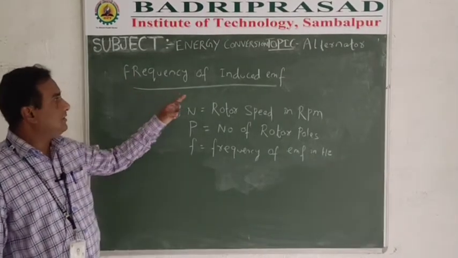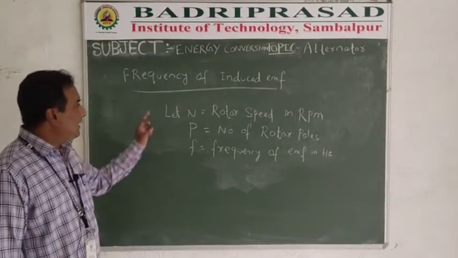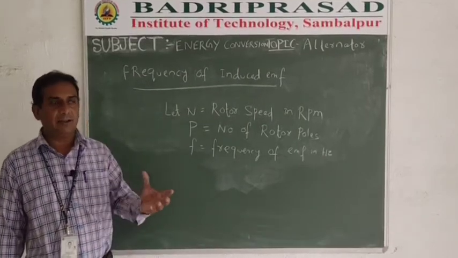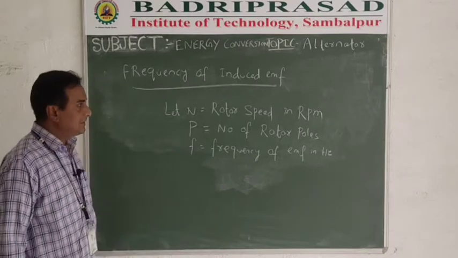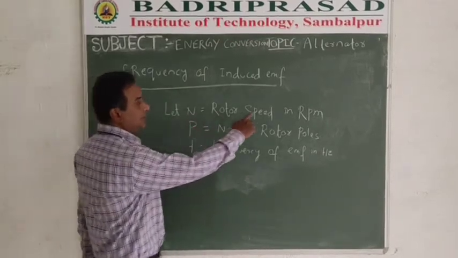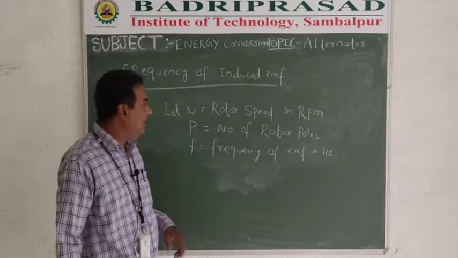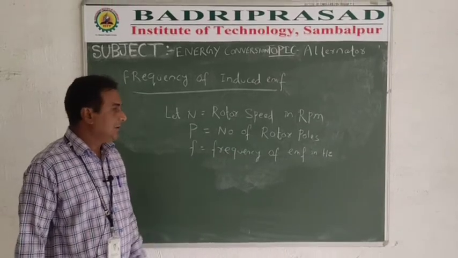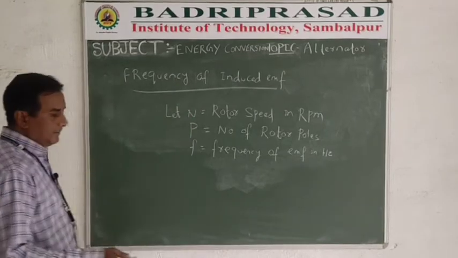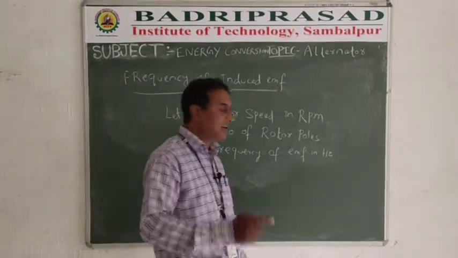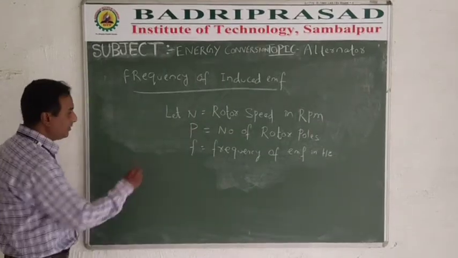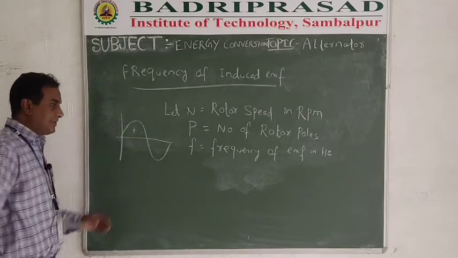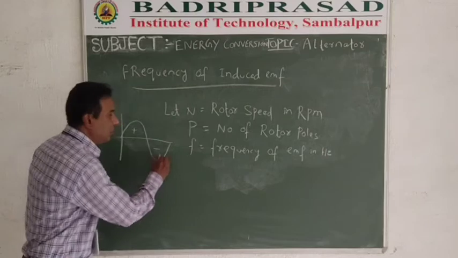Then we will discuss the frequency of induced EMF. What is the value of the frequency of the induced EMF generated in the alternator? Let us explain this. Let N be the rotor speed in revolutions per minute, P the number of rotor poles, and f the frequency of EMF in hertz. If the north pole passes across one stator conductor, then a positive voltage will be induced, and thereafter if the south pole passes across the same conductor, a negative voltage will be induced.